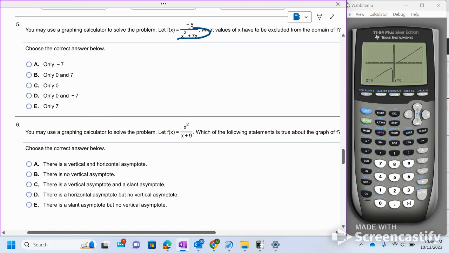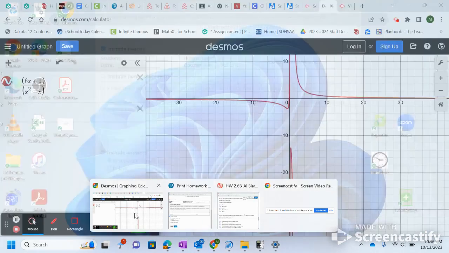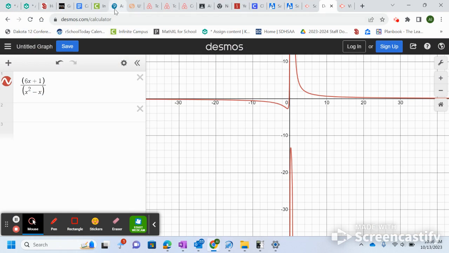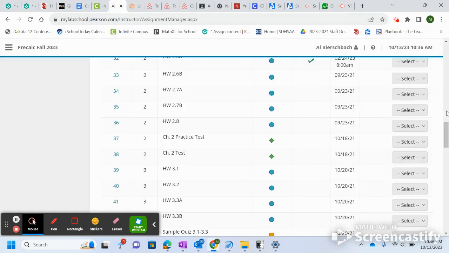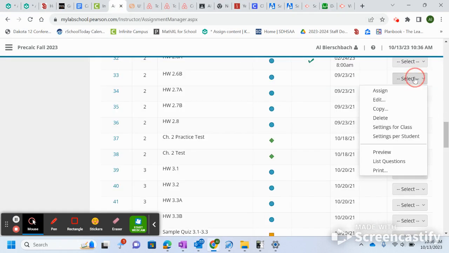And then that's finding what to exclude from the domain: 0 and -7. And then graph it and figure that out. There's only 6 questions. You should be able to get done within a decent amount of time. So yeah, not a horrible assignment. So let's get going with that so we can enjoy our weekend without too much pre-calc.